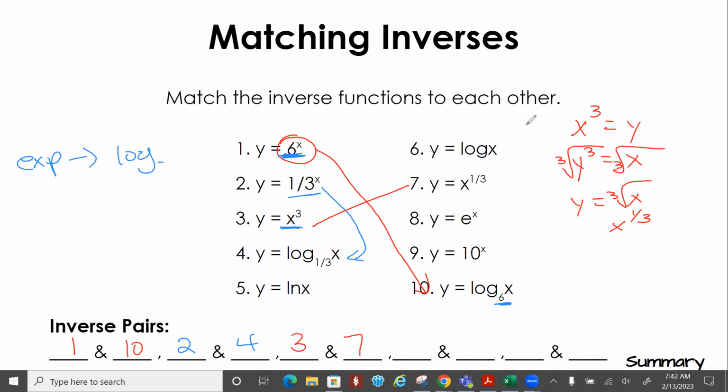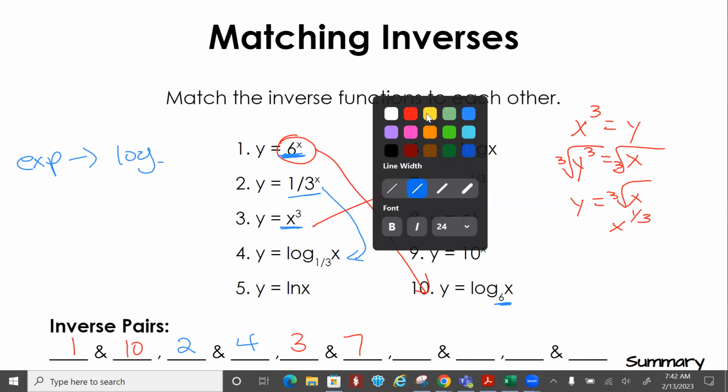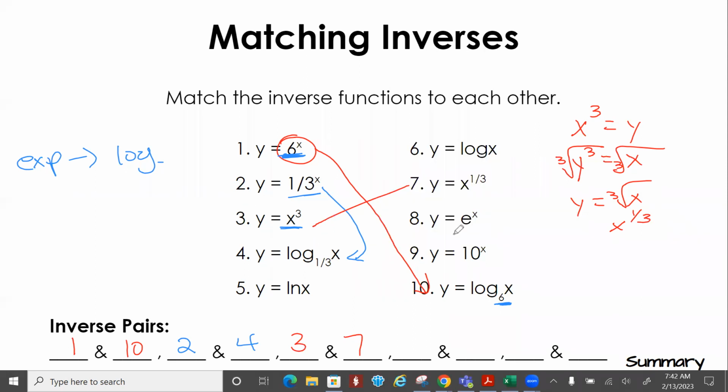Okay, let me ask you this question before we go on. Was 3 an exponential function? Did it have an x in the exponent? No. Okay, so it's not an exponential function, it's a cubic function. So that's a throwback to a couple units ago, right?